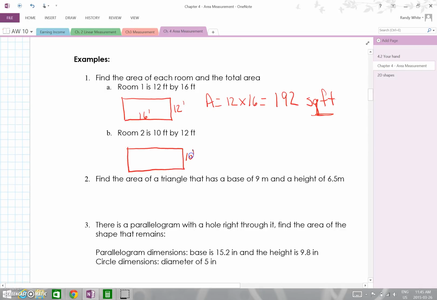So this is 10 feet. This is 12 feet. So the area again is going to be 10 times 12, which is 120 square feet.